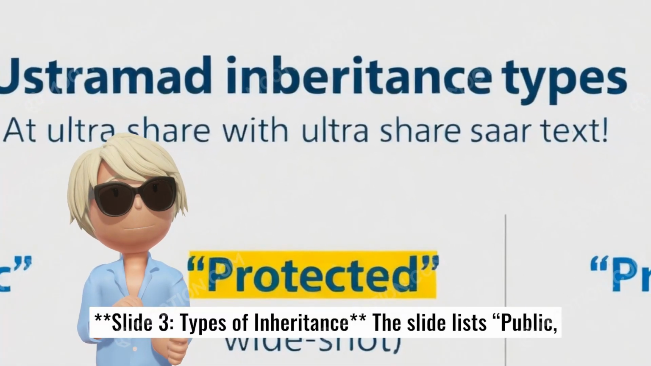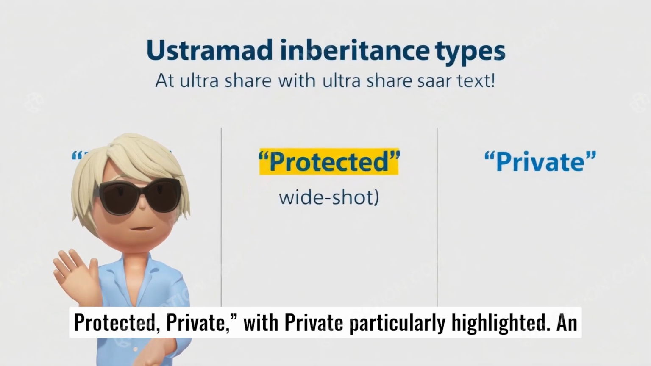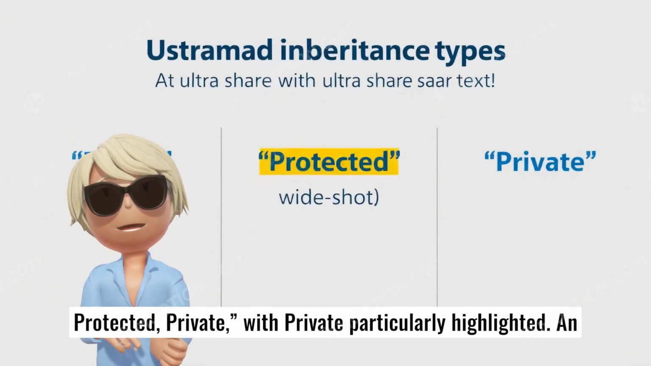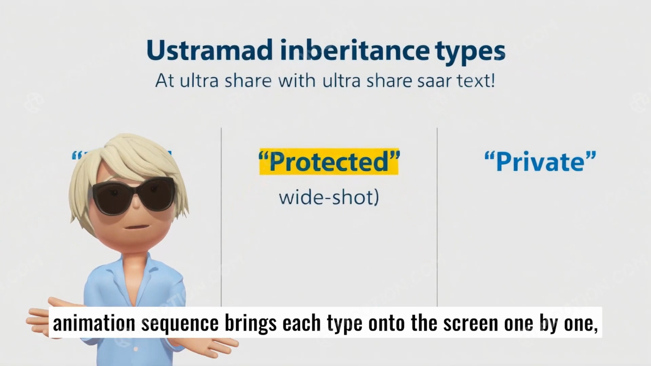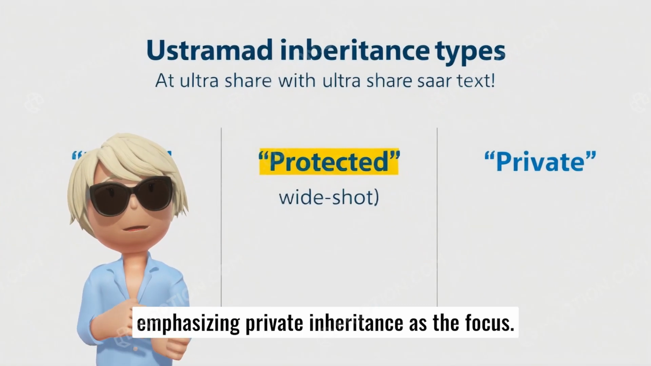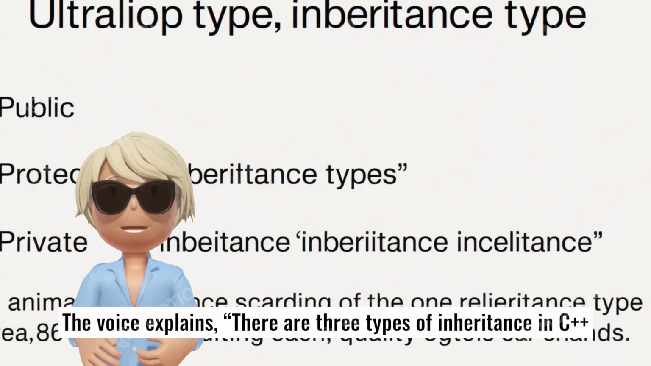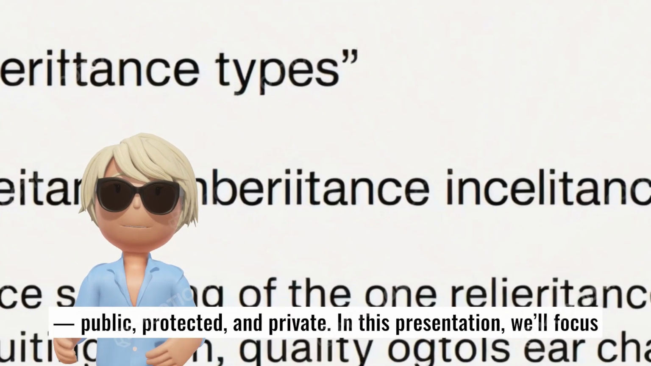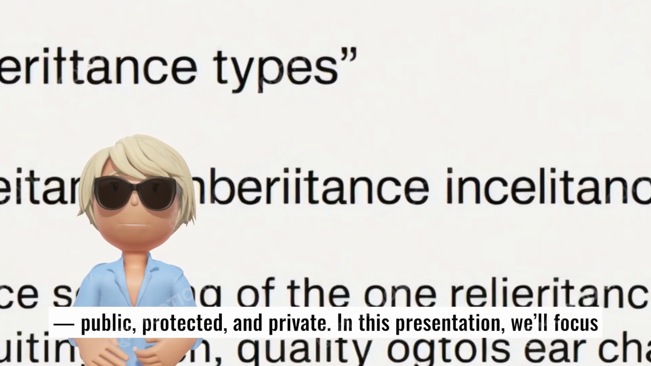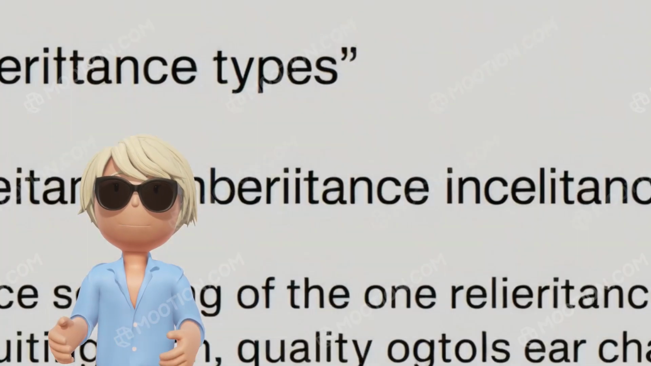Slide 3. Types of inheritance. The slide lists public, protected, private, with private particularly highlighted. An animation sequence brings each type onto the screen one by one, emphasizing private inheritance as the focus. The voice explains there are 3 types of inheritance in C++: public, protected, and private. In this presentation, we'll focus on private inheritance.